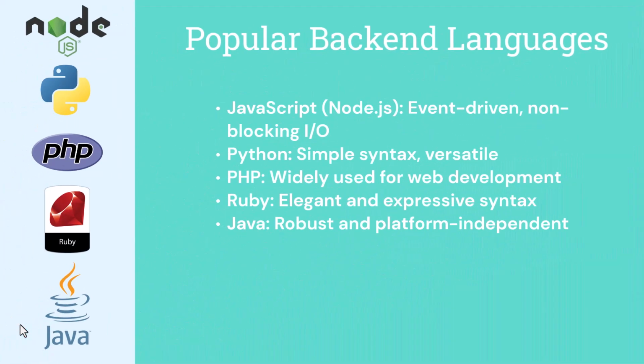Several programming languages are used in backend development. Node.js allows JavaScript to run on the server side. Python is known for its simplicity and versatility. PHP powers many websites. Ruby offers elegant syntax, and Java is robust and widely used in enterprise environments.